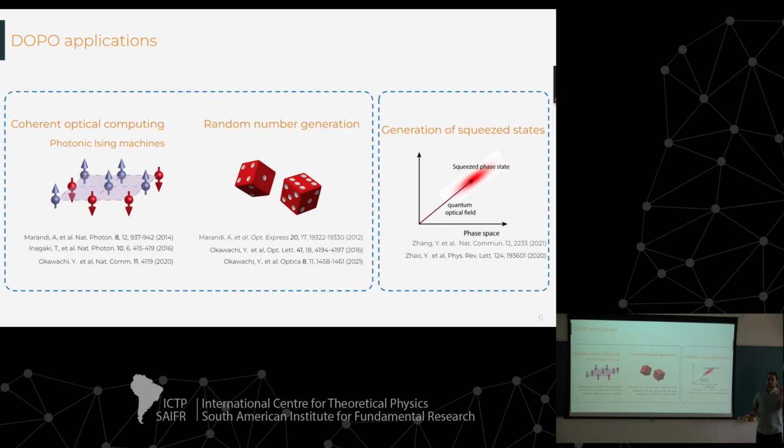Since we have only two phase states that are possible, and they are the complete opposite of each other, they have been used for optimizing complex problems like simulating Ising machines with photonic processors. They can be explored for true random number generation, and when we are working below threshold, we can have the generation of squeezed states of light.